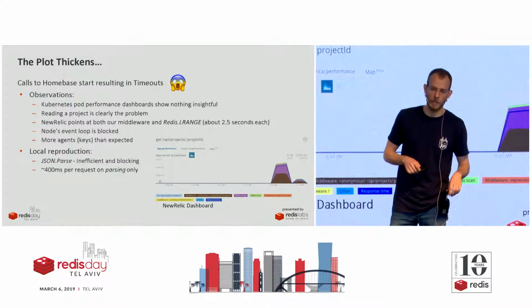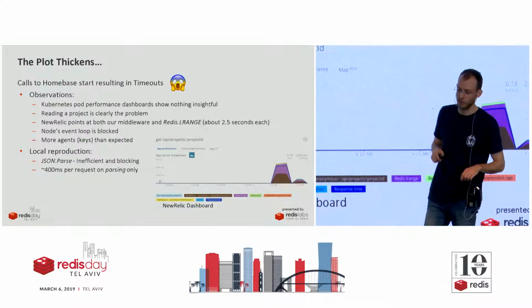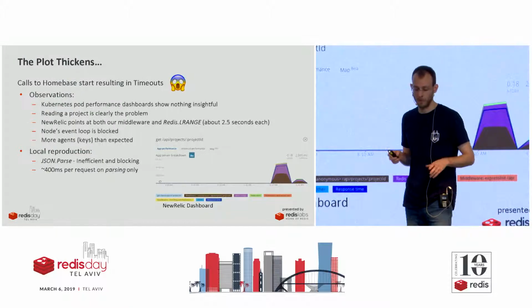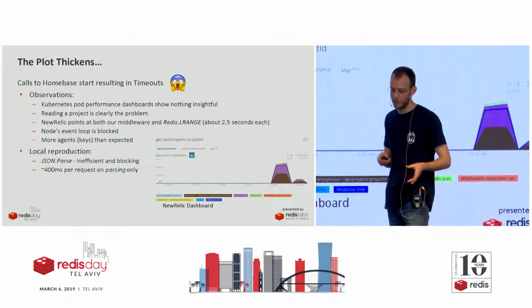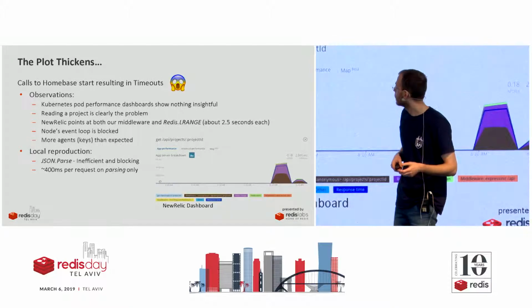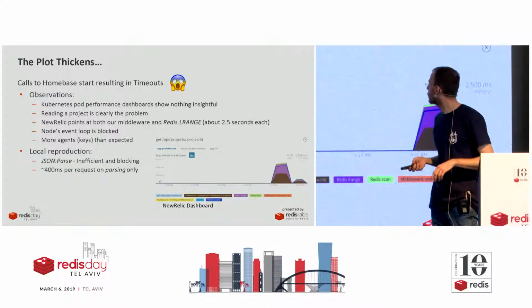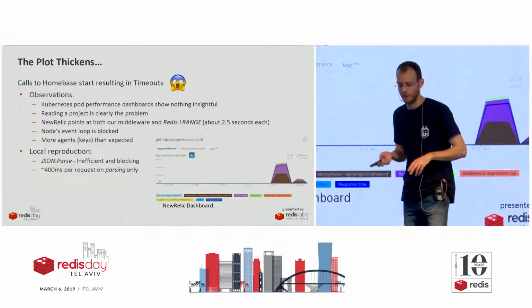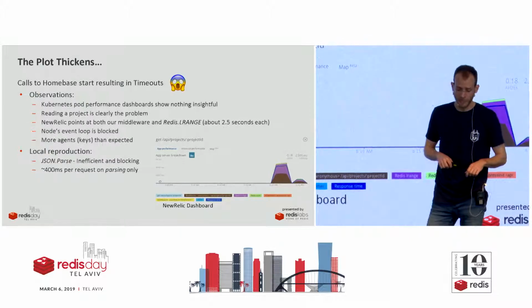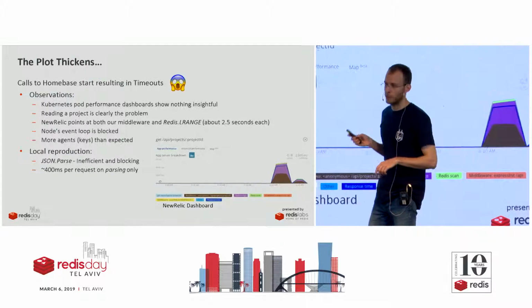We checked New Relic, which helps break down how long each part of the application took. It pointed towards both our middleware, which handles extracting the beacons, and towards the execution of LRange, claiming that each of them took about 2.5 seconds, which was pretty weird because we didn't expect LRange to take that long. And we also knew that Node's event loop is blocked, which gave us a great hint to understanding what's going on.